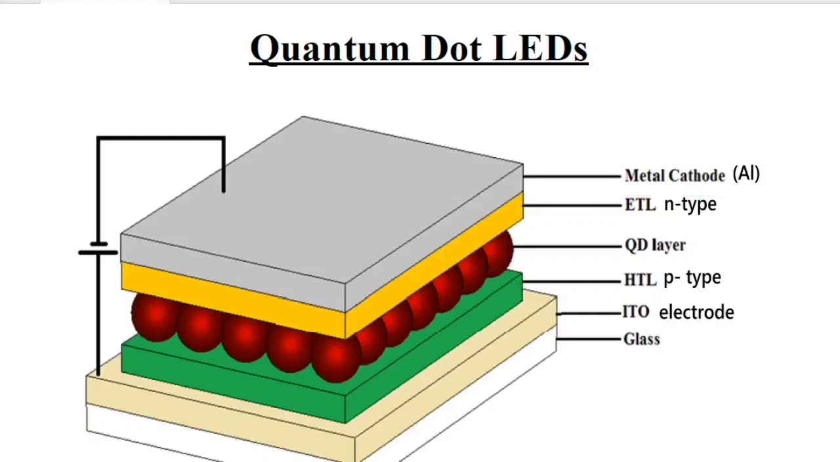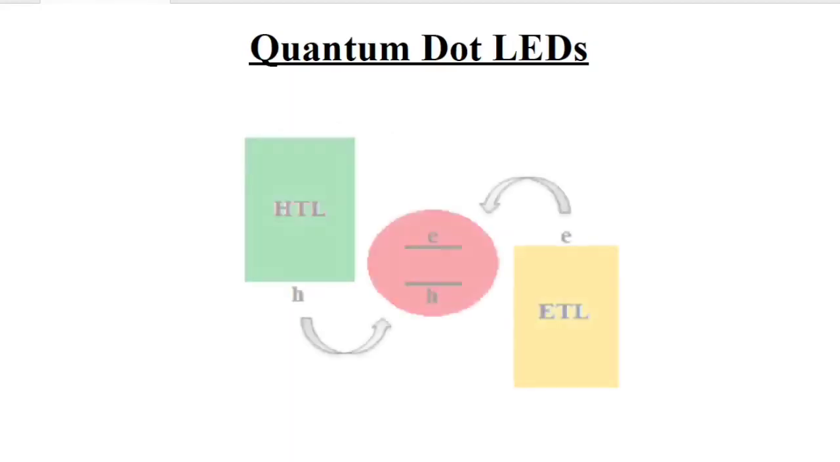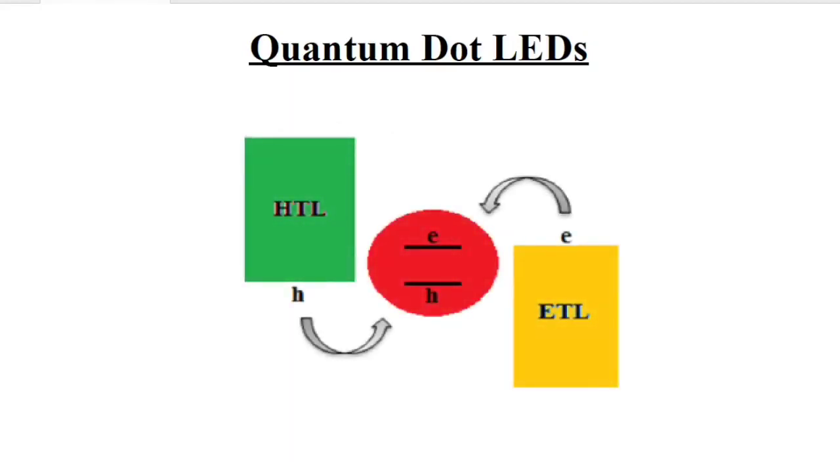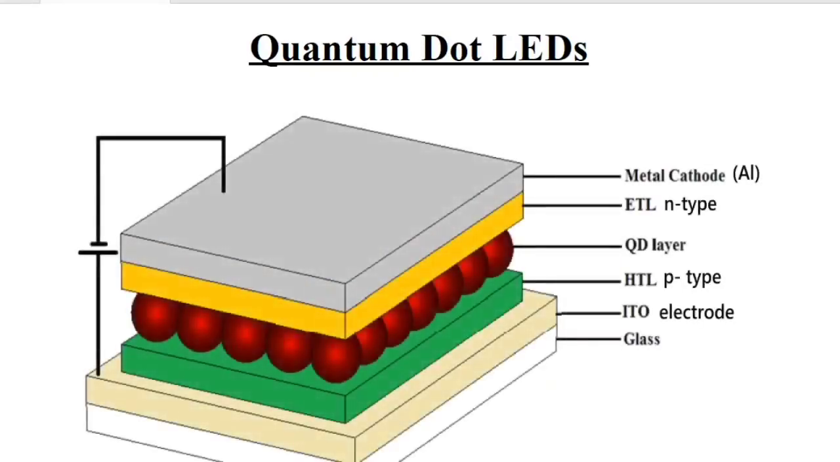And what is the role of the hole transport layer and electron transport layer? They are used for effective injection of electrons and holes into the quantum dots. Based on the mobility of electrons and holes, we can select different layers. Then there will be a direct recombination of electrons and holes in the quantum dot layer and the emission of light. Indium tin oxide is a transparent oxide.